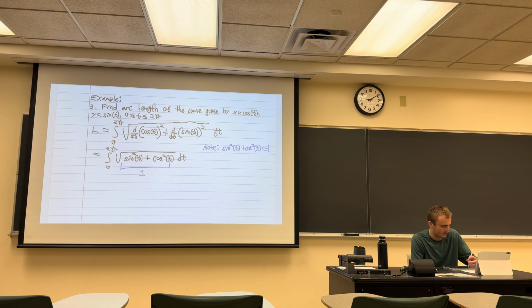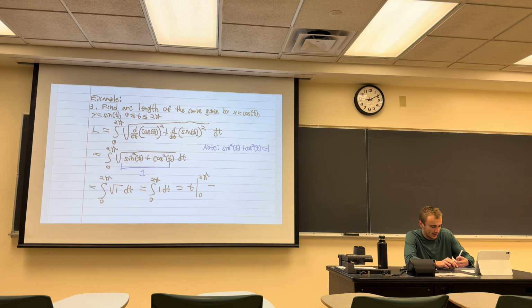So you gotta remember these identities. They're gonna come up from now till the end of this course. So really making sure you can recall that stuff on the fly is imperative, or else you'd have no idea how to do this. So square root of 1 dt, integral 0 to 2 pi, that's just 1 dt. So that's going to evaluate to t, 0 to 2 pi, and then we just plug in our values, so 2 pi minus 0, that equals 2 pi.